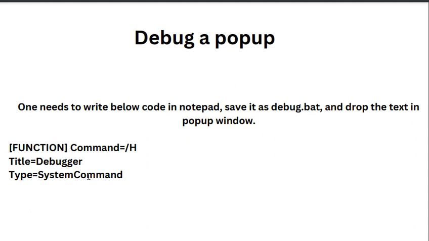Take this text, open a notepad, put it there, save it as debug.bat. And then you open your logic flow where you're getting the pop-up, take this debug.bat and drop it on the pop-up. It will open the debugger session now.